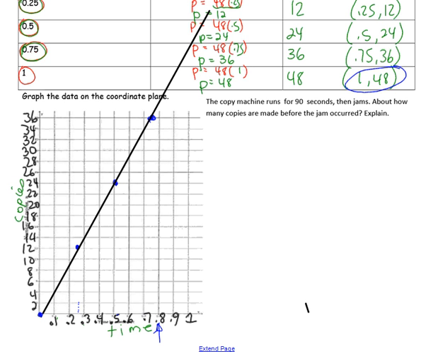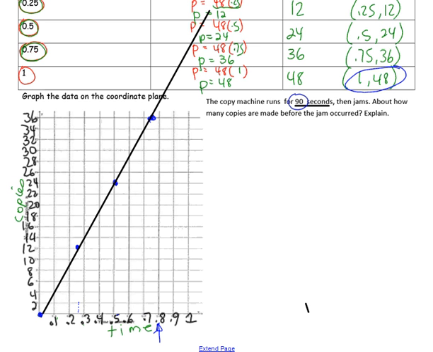Next, the copy machine runs for 90 seconds, then jams. How many copies are made before the jam occurred? Explain. So you want to be careful about the 90 seconds. These copies are in terms of minutes, and if we graph 90 that would be 90 minutes.